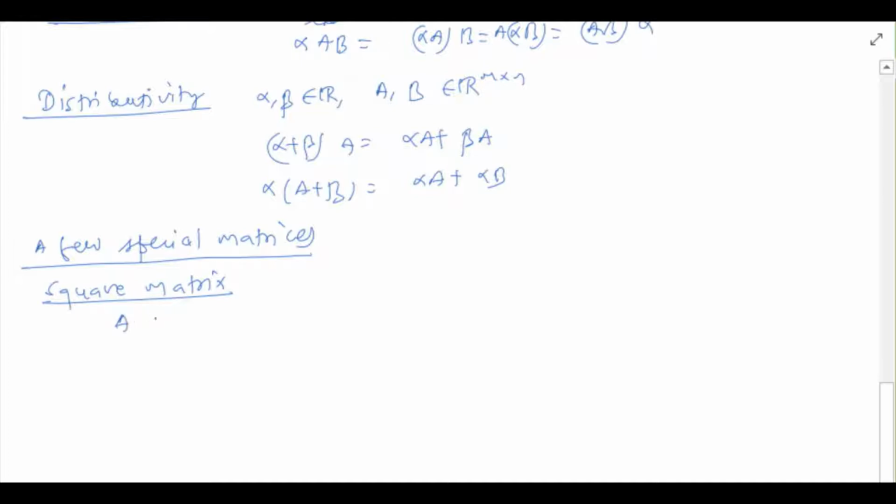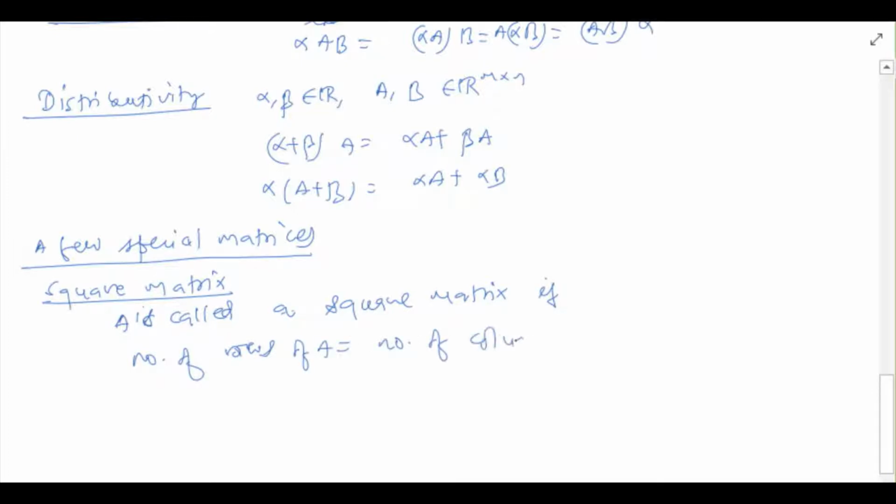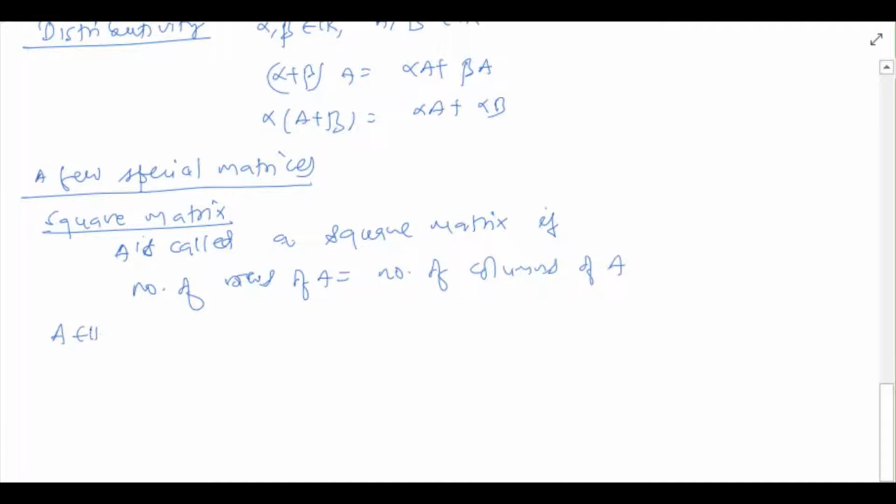So A is called a square matrix if the number of rows of A is the same as the number of columns of A. In other words, A, that is an m cross n matrix, is square if and only if m is equal to n.